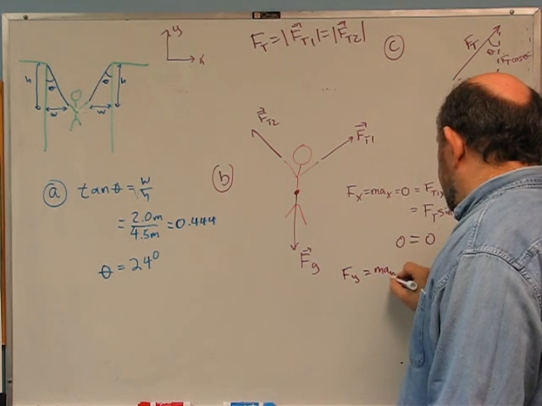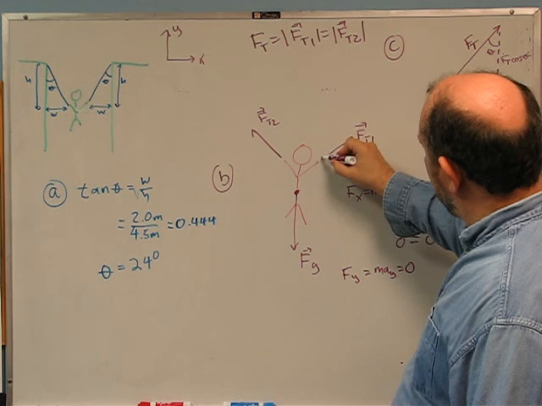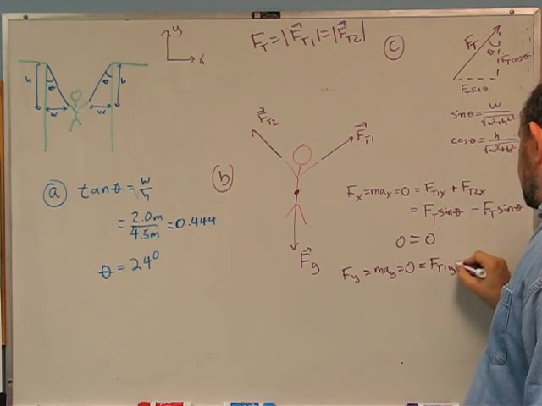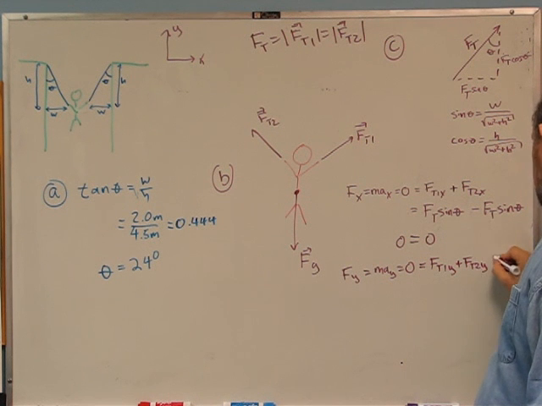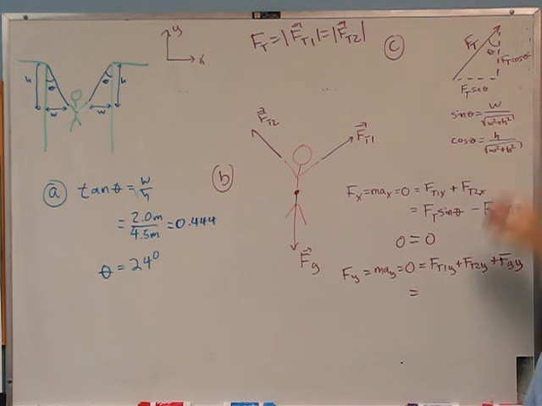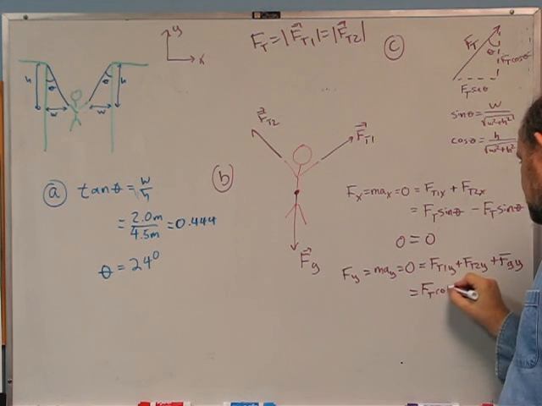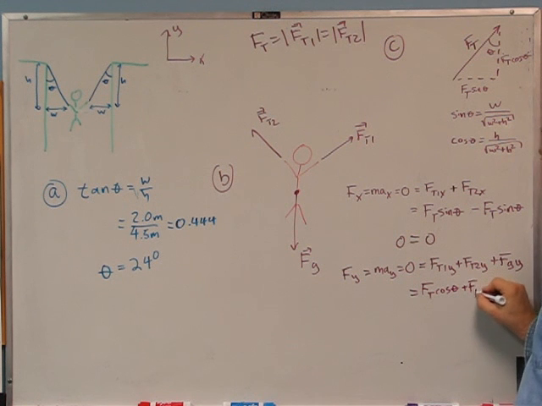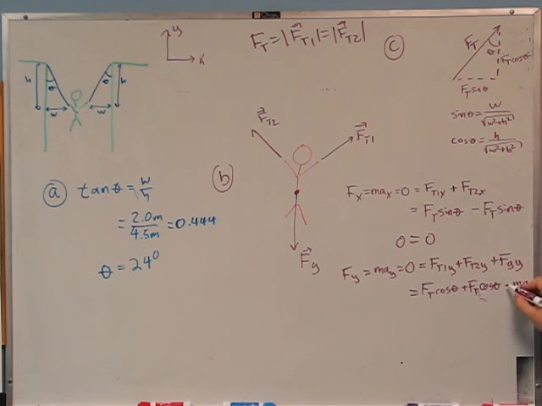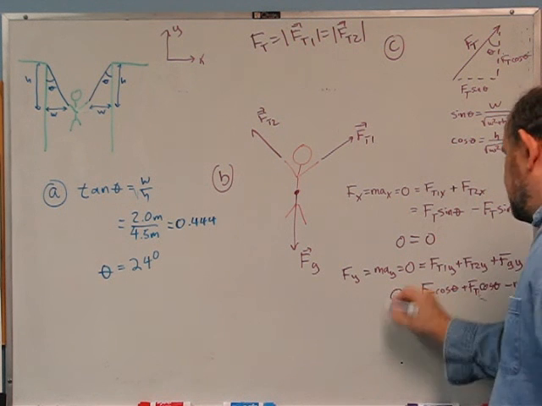It's MAy. That's also equal to 0. Well, you have a component FT1y plus FT2y plus FGy. FT1y is just FT cosine theta. FT2y is FT cosine theta. And FGy is minus MG. The magnitude is MG, but it points in the minus y direction. So the y component of gravity is minus MG. That has to equal 0.